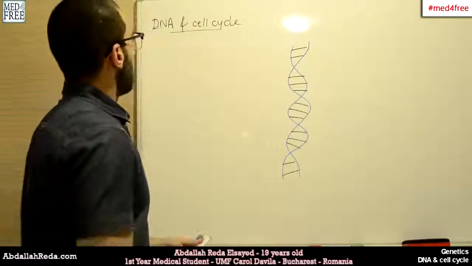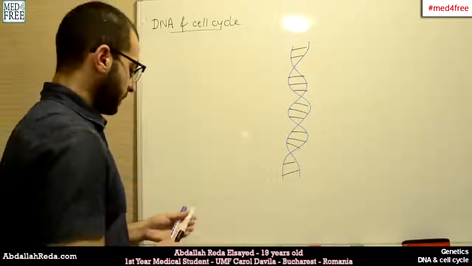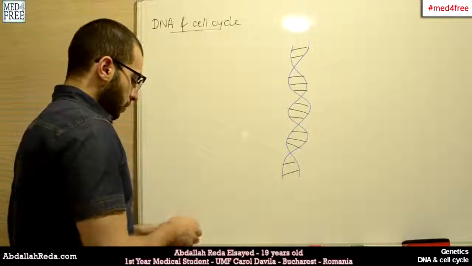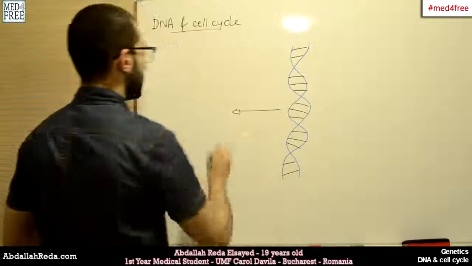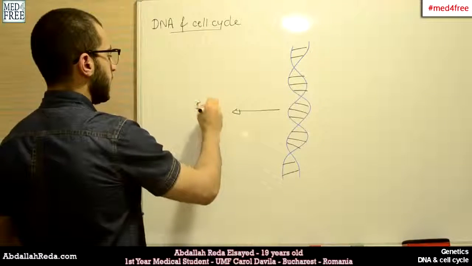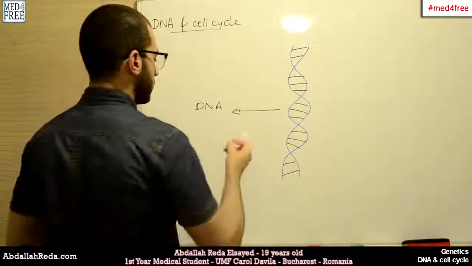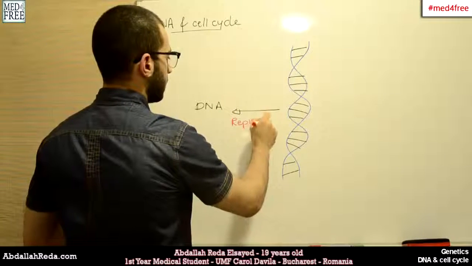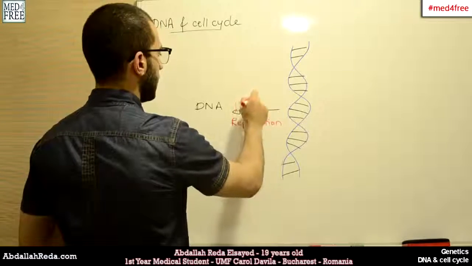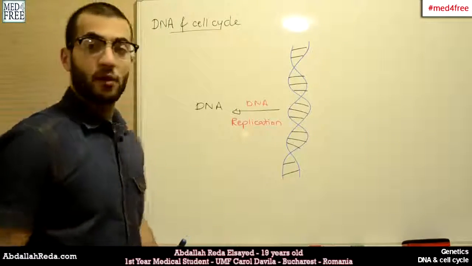Now, the DNA has two main routes of function. So we have a route that gives us another copy of the DNA, and this route is called replication. So DNA replication. This is the first route.